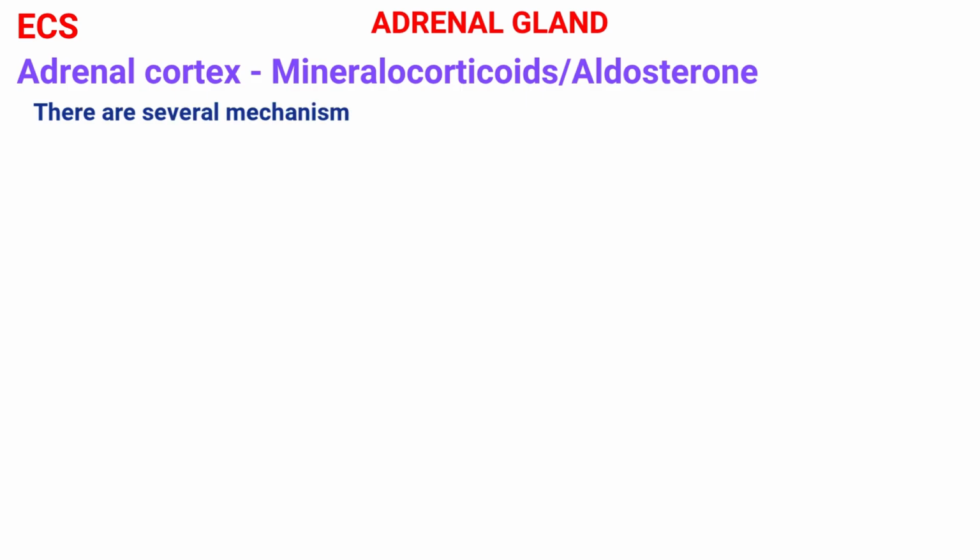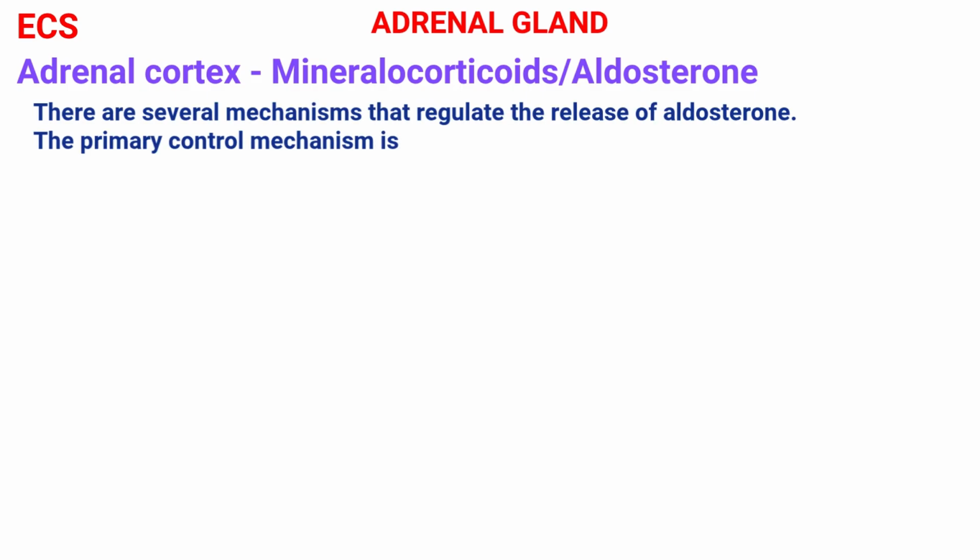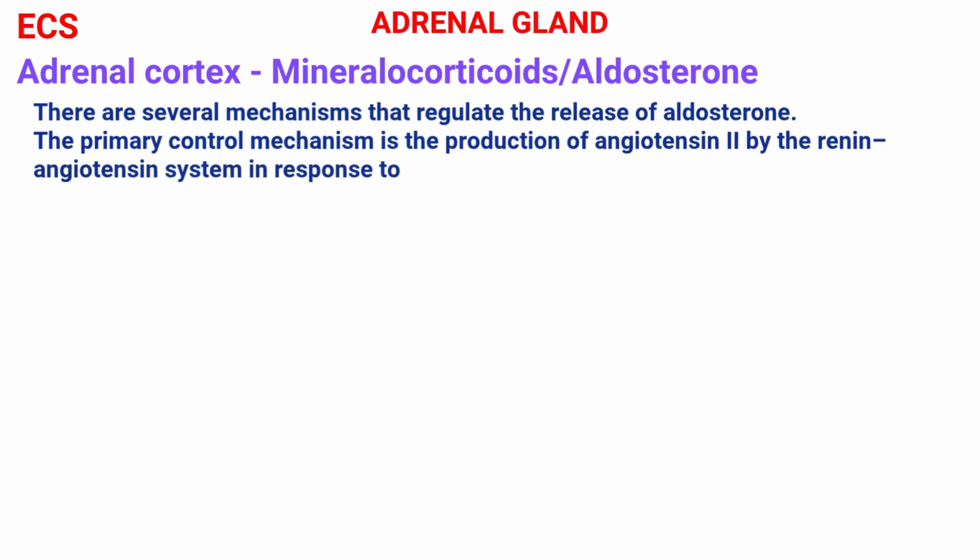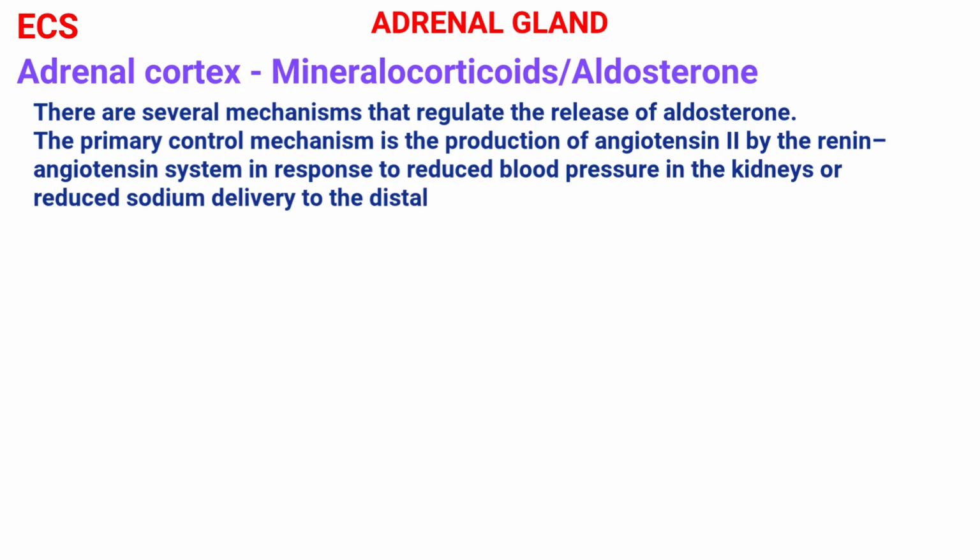There are several mechanisms that regulate the release of aldosterone. The primary control mechanism is the production of angiotensin II by the renin-angiotensin system in response to reduced blood pressure in the kidneys or reduced sodium delivery to the distal tubules of the kidneys.